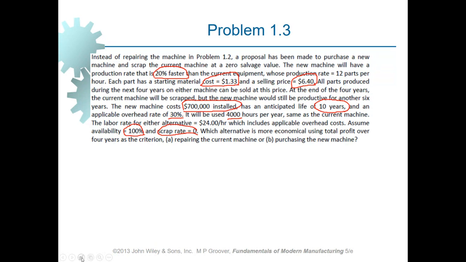Now the question is, what is the best option for us? To proceed with the repair job, repair the old machine for $125,000 and make it work for another 4 years, and after that scrap the machine and buy a brand new machine? Or just scrap the machine right now and buy a new machine, which will be working for the next 10 years and giving you 20% more production in an hour or in a year. Which one is a better option?